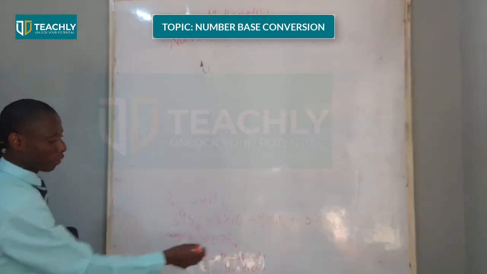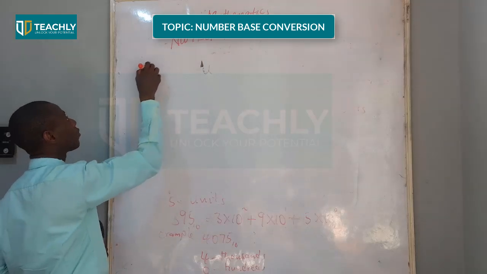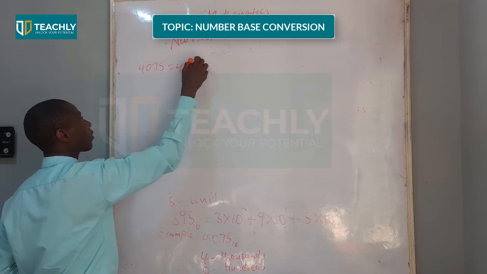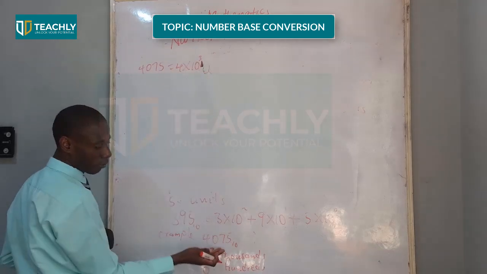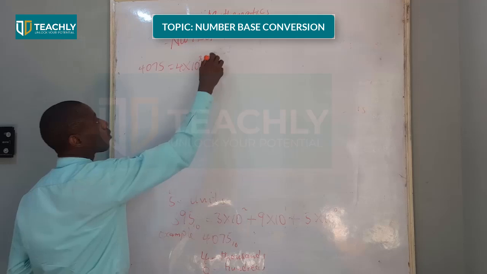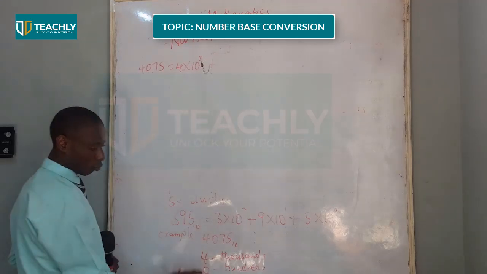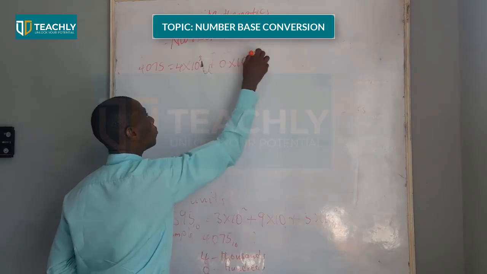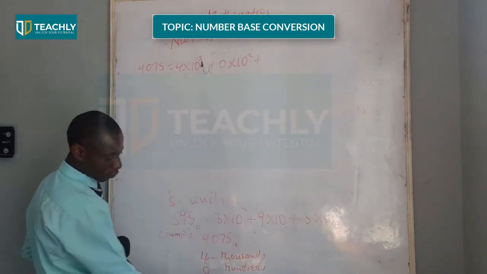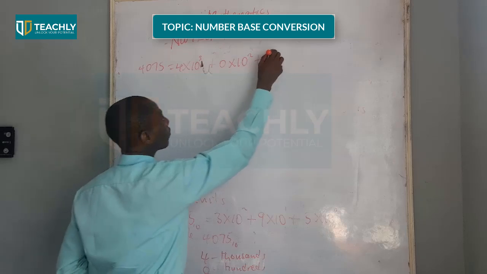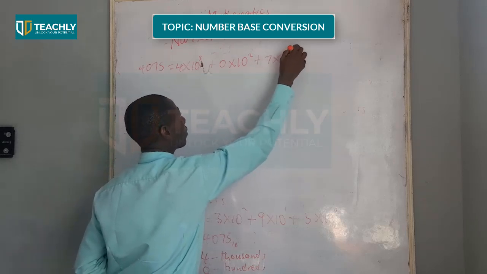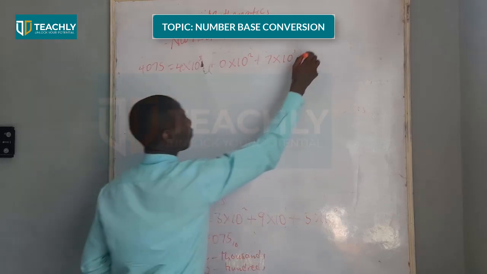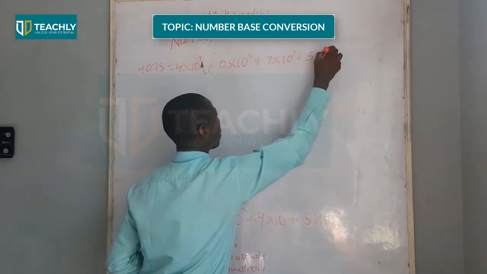So if you are expressing this one in expanded form, 4075 will be 4 times 10 to the power 3. 10 to the power 3 here means 1000. Plus this 0 is what? 100. It's going to be 0 times 10 to the power 2. Why this 7? Since it's tens, it's going to be 7 times 10 to the power 1. Why this last digit here? 5. It's going to be 5 multiplied by 10 to the power 0.